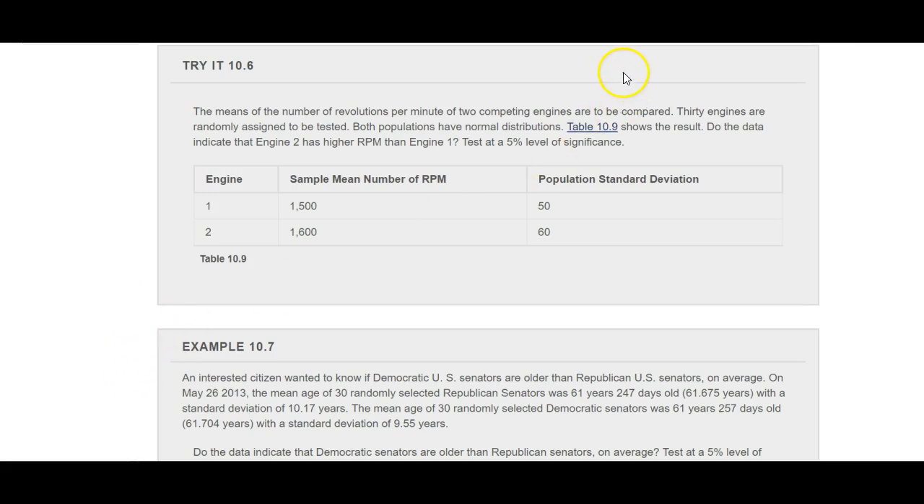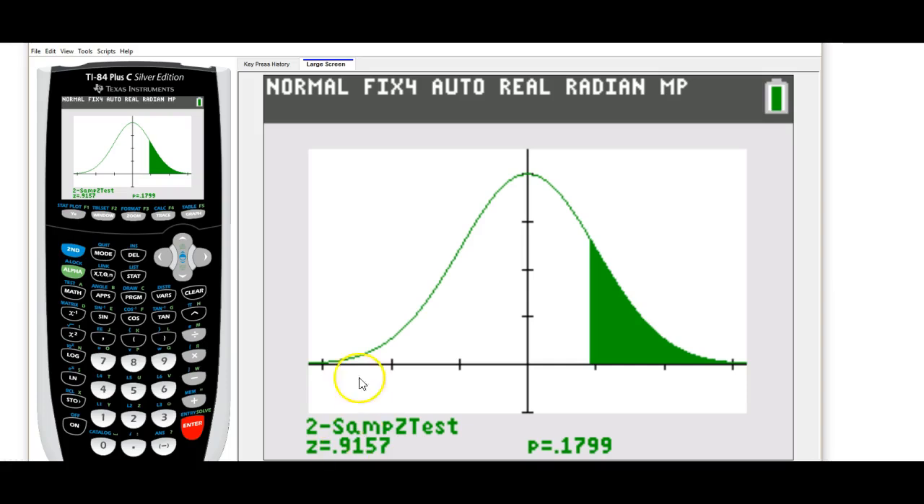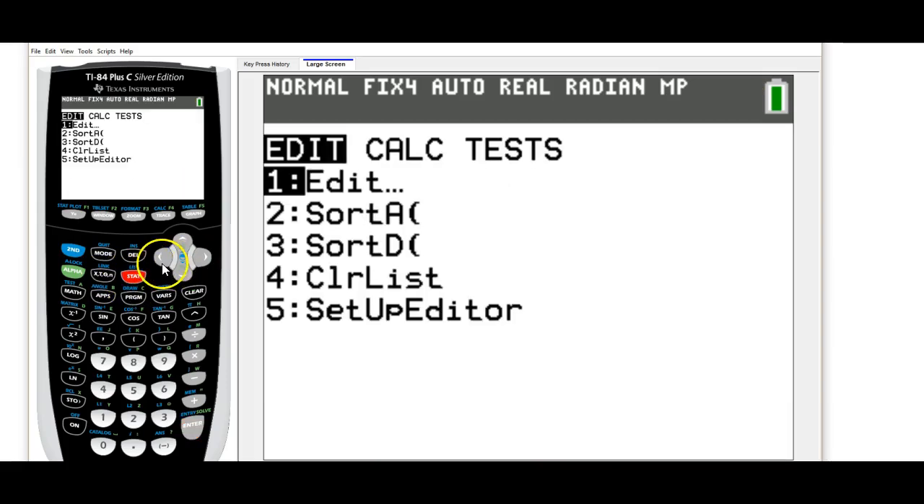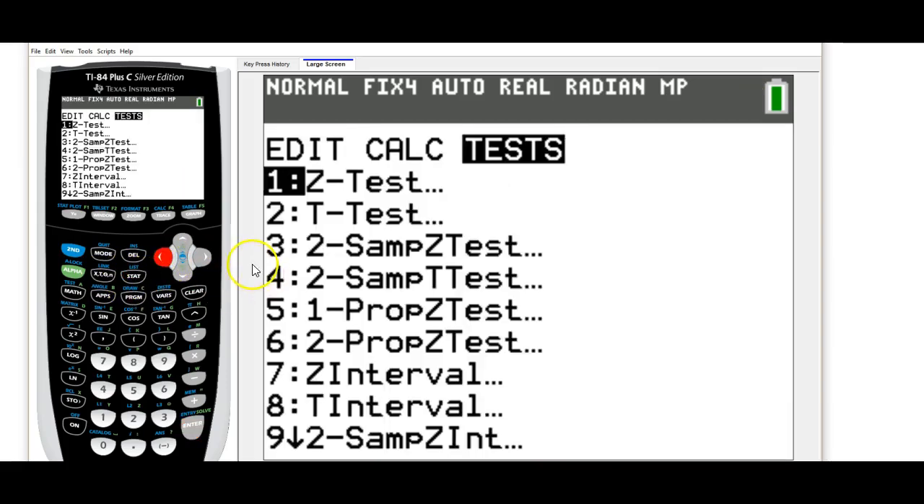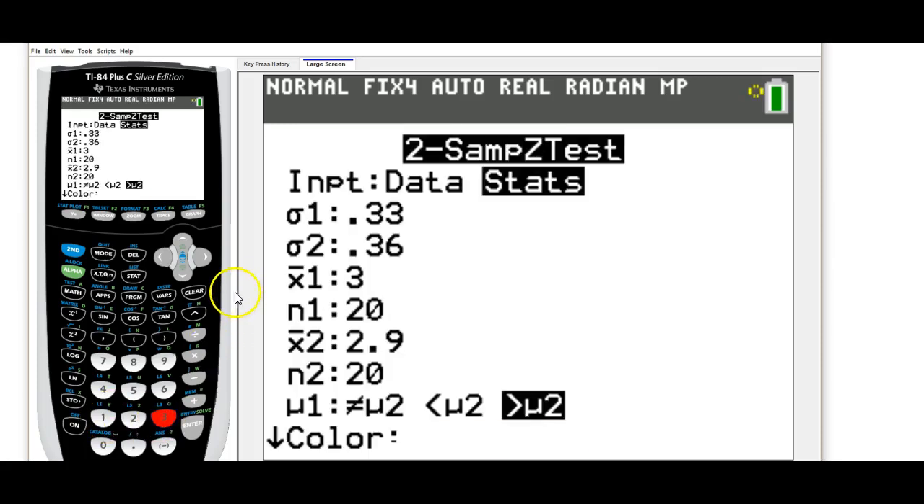Now let me pop over to our TI-84. And again, I am going to run a z-test. So Stat, go back to our Tests, go to our 2-sample z-test, which is 3.